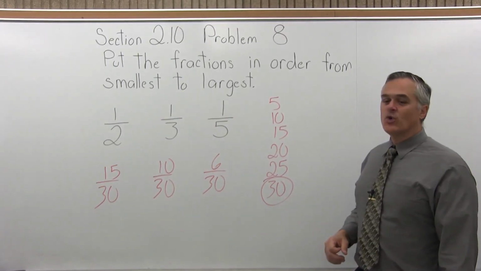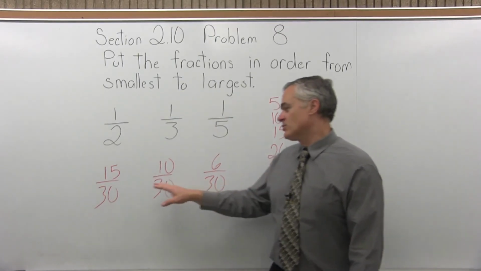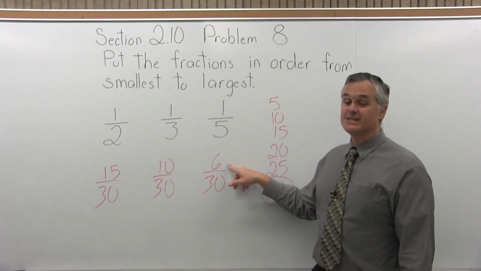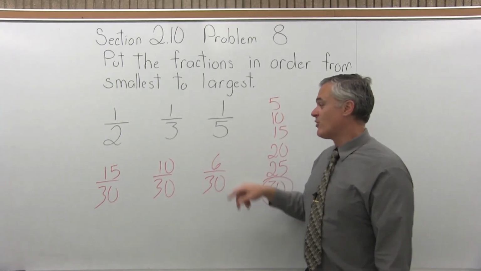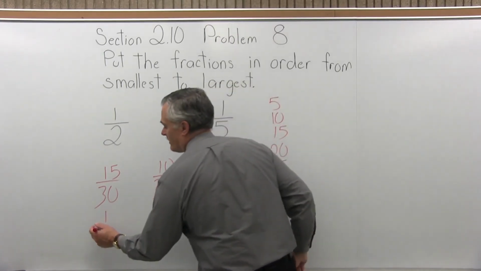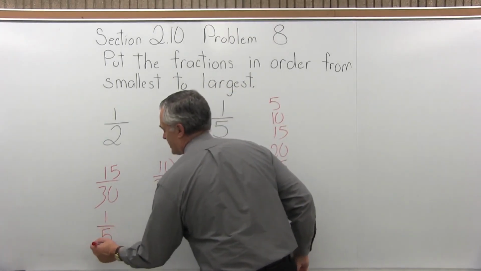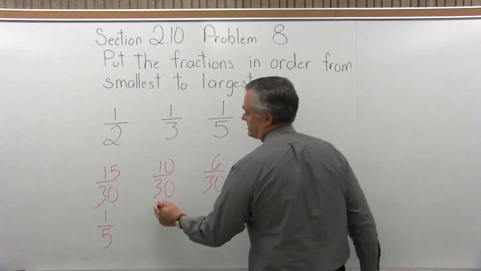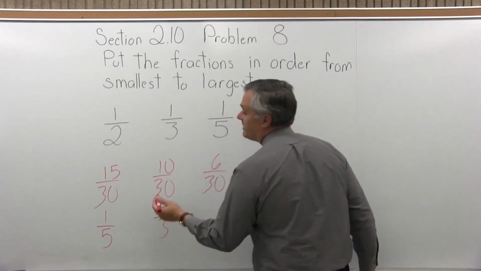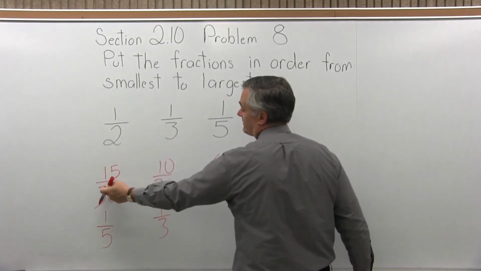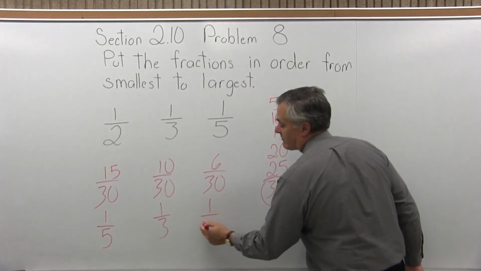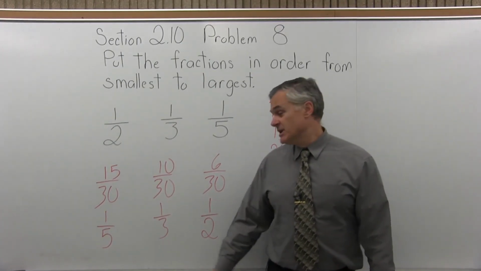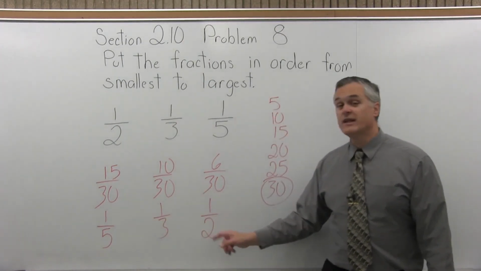Now, written with this denominator, we can see the smallest one is the 6 over 30. That came from 1/5. So 1/5 is my smallest fraction. The 10 is next from the 1/3, so that was in the middle. It can stay in the middle. The biggest fraction is actually the 1/2 from the 15 over 30. So 1/2 will go in as the largest fraction. So in order from smallest to biggest, it would go 1/5, 1/3, and then 1/2.